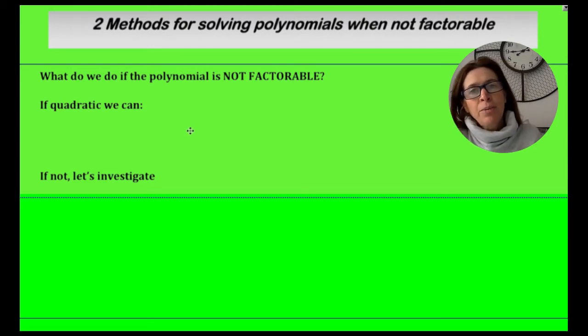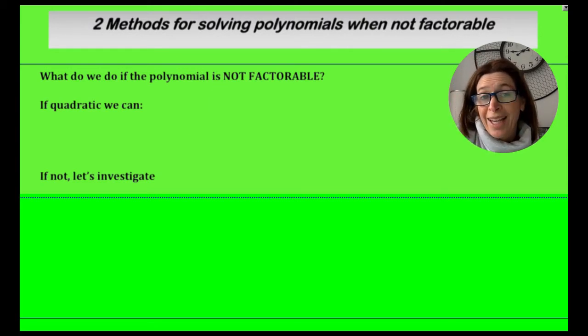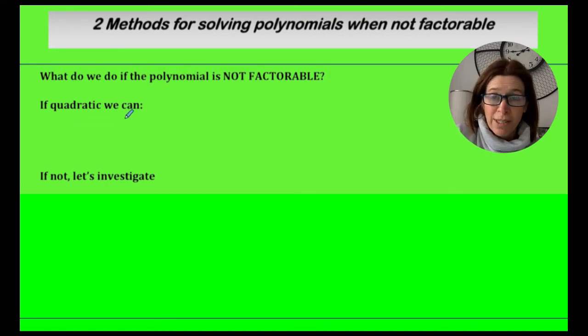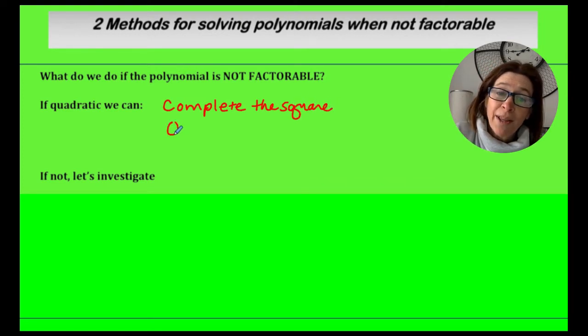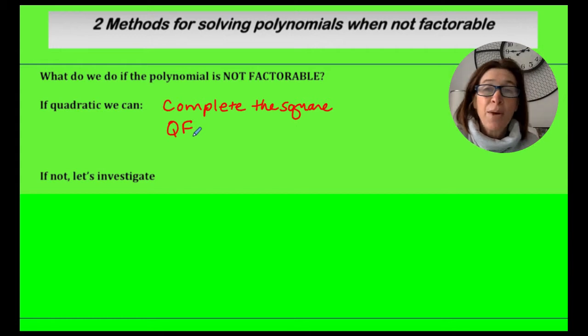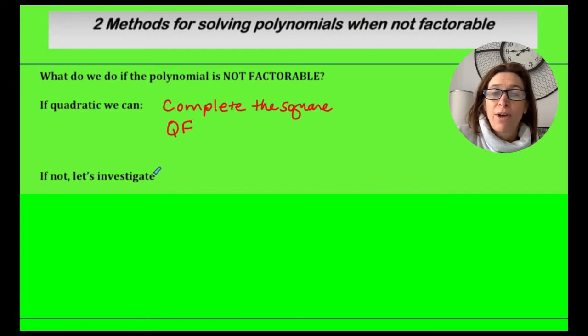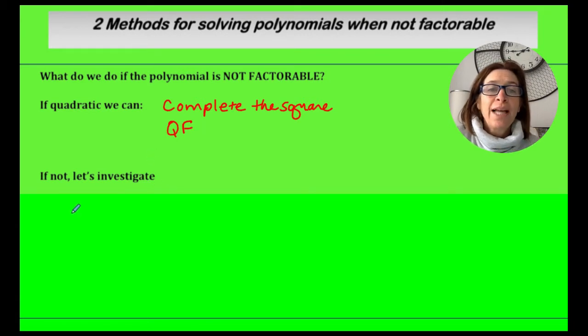So the polynomials we've looked at up to this point are quadratic. So if a quadratic isn't factorable, we have some tools. We could complete the square, right? Or we could use the quadratic formula. Okay, so we have these tools. We have some tools with polynomials as well, but they're not as formal as completing the square and the quadratic formula. So let's talk about that.